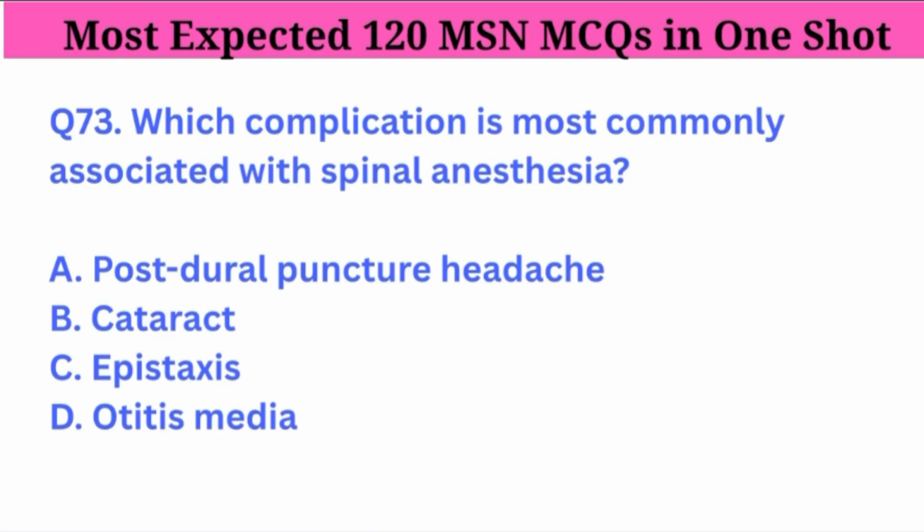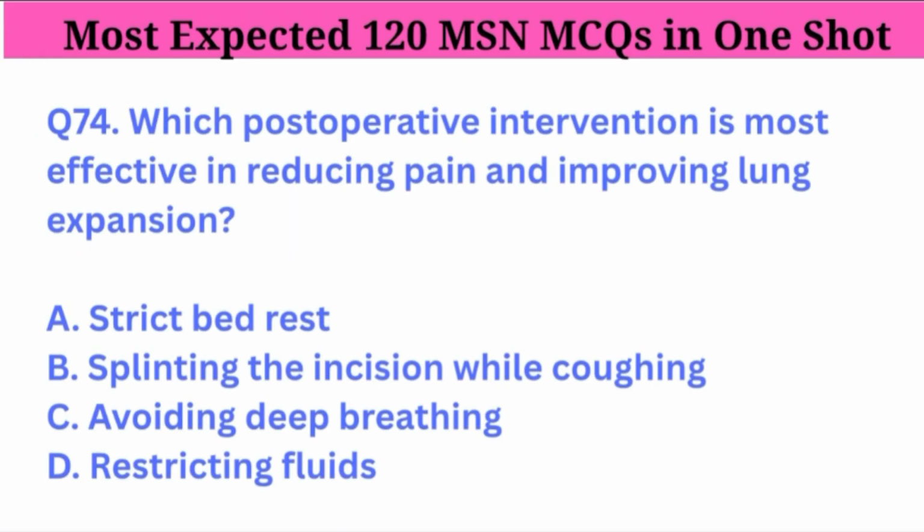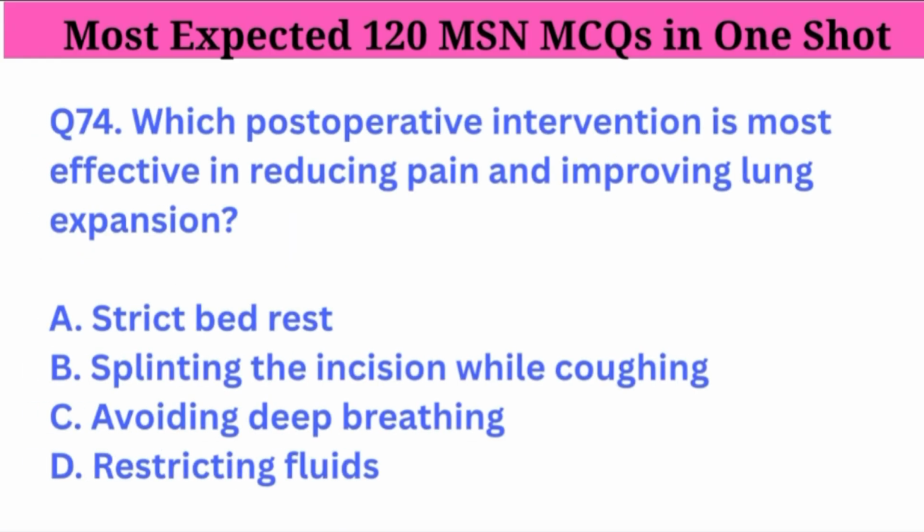Which complication is most commonly associated with spinal anesthesia? Your correct answer is option A, postdural puncture headache. Which postoperative intervention is most effective in reducing pain and improving lung expansion? Your correct answer is option B, splinting the incision while coughing.